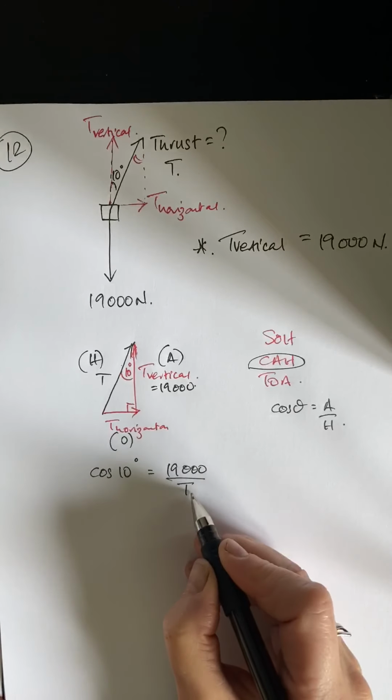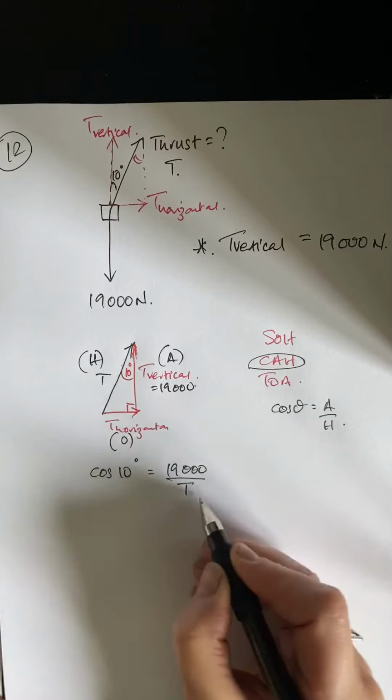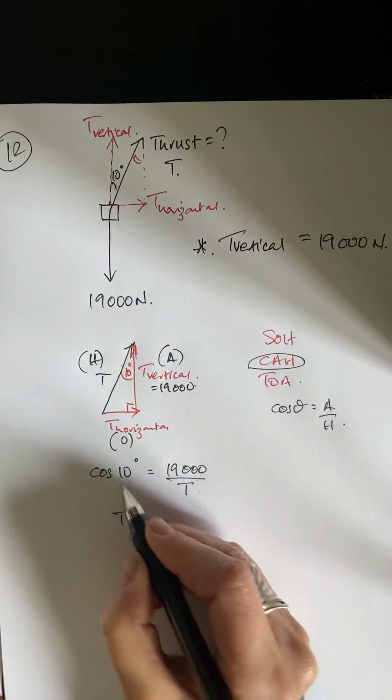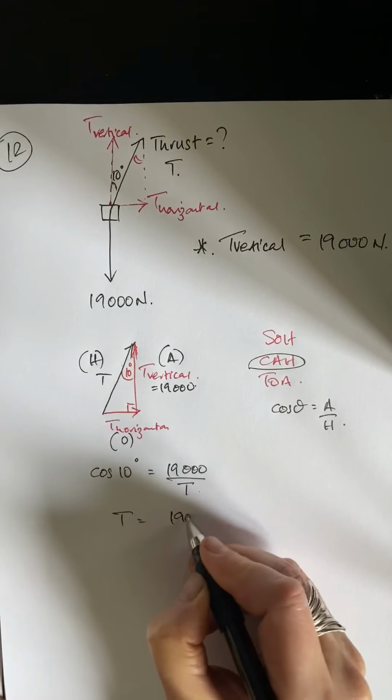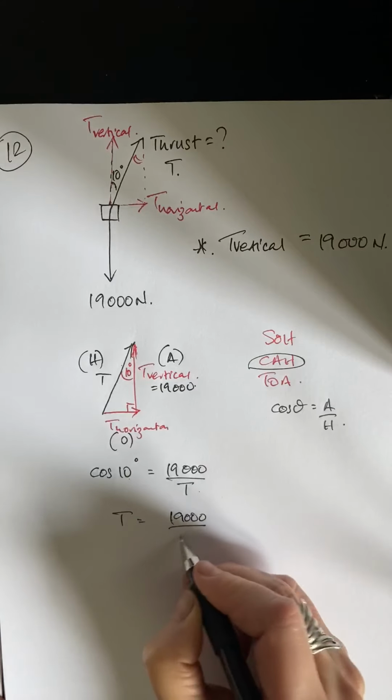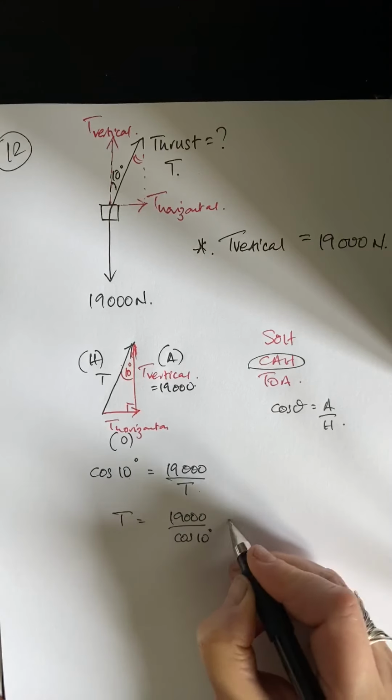But let's rearrange this. I'm going to take T over to the other side. If it's divide here, it becomes times. And I'm going to take cos 10 over to the other side. It's times here, so it becomes divide over there.